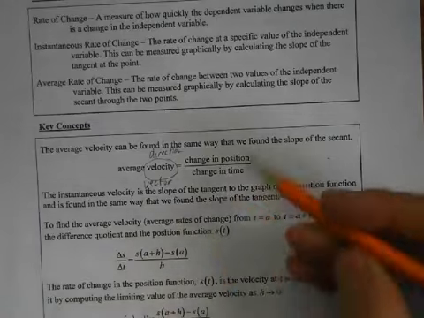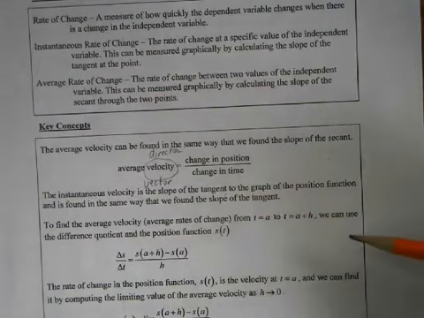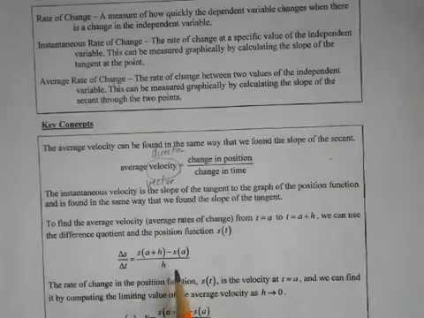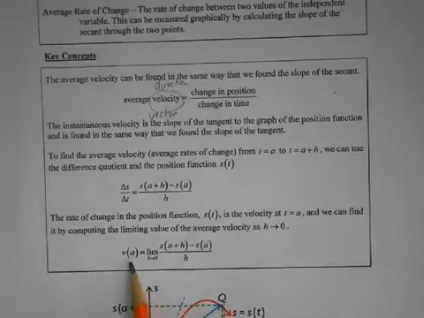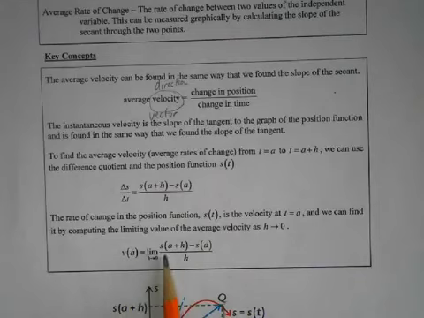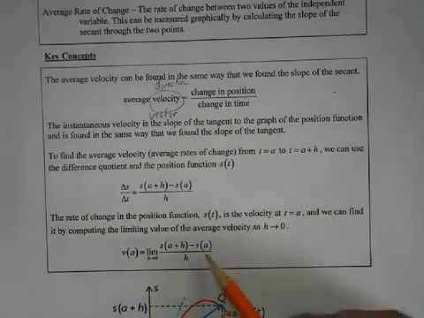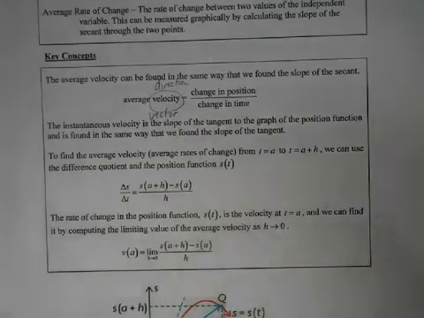Instantaneous velocity, we've talked about this. It's the slope of the tangent at that one point of the graph, and it's found the same way we found the slope of the tangent. So the formula you're going to see down here, the velocity function at the point A, will be the value of the position at A plus H minus the position at A, over H.